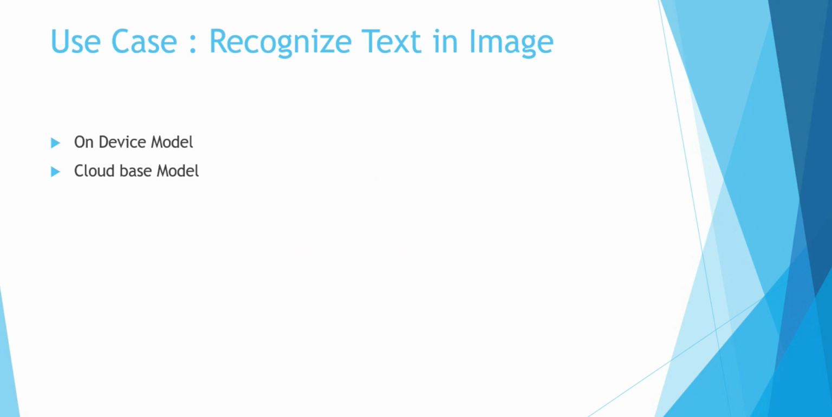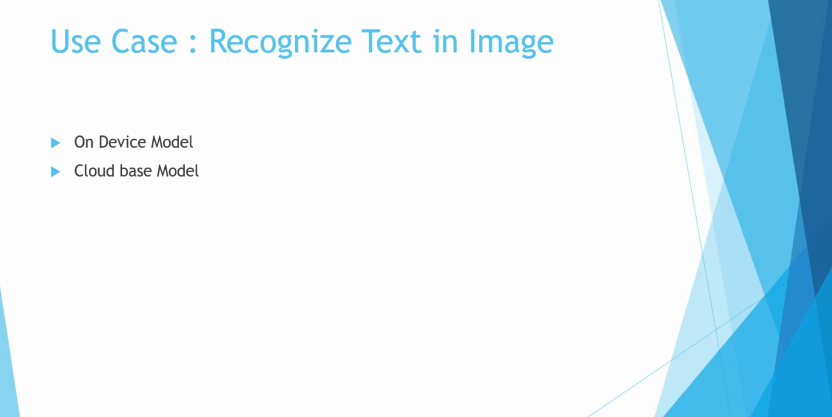So there are two models, and it exposes the APIs for two models: the on-device model and the cloud-based model. The on-device model downloads on our mobile device, and it is for recognizing the text in an image. The cloud-based model API has more features, so it can read the text in documents also.